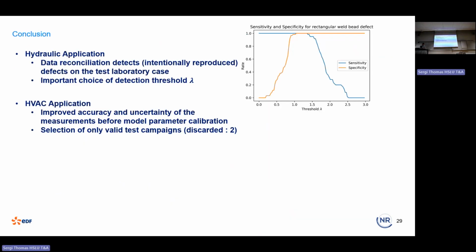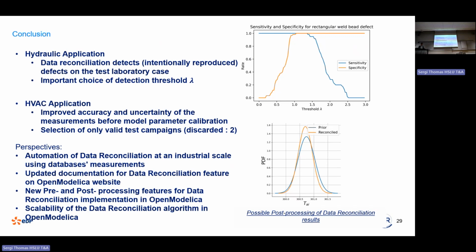In conclusion, on the two applications, for the first one regarding detection of defects, it detected the defects in a way. We see that the impact of the threshold lambda is quite important at a given instrumentation setup. And regarding the application on the heat exchanger, it gives us test campaigns that could be used for calibration, and we discarded two different test campaigns.